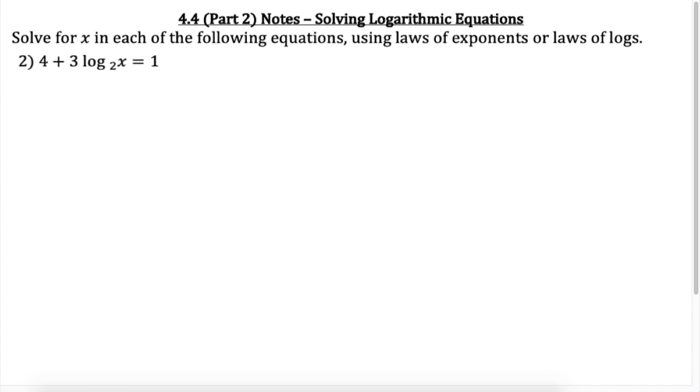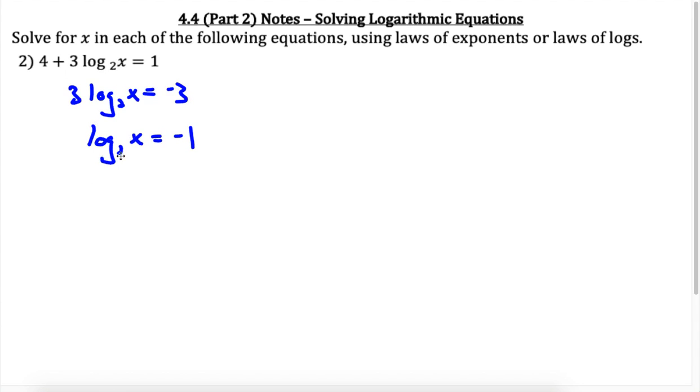So in our next example, we have a couple of steps before we have the log by itself. So we need to get one log equal to one number in each of these situations. So I would just start by subtracting 4. So we'll have 3 times log base 2 of x equals -3. Then I've got this 3 out front. I can divide both sides by 3. I'll have log base 2 of x equals -1.